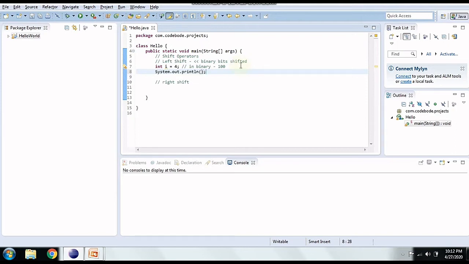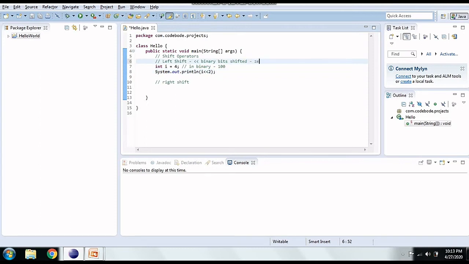So sys out I. So first we take the variable on which the operation is to be performed. Then the left shift operator. And then let's say we want to shift it by 2 bits. So I'm going to write 2. So here 4 will be shifted by 2 bits.